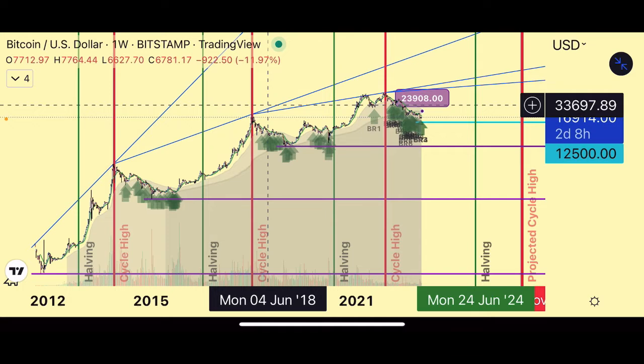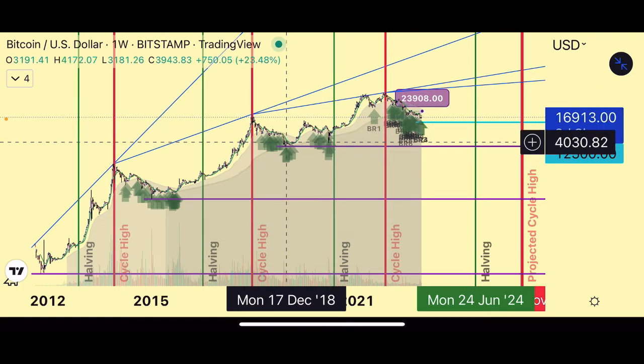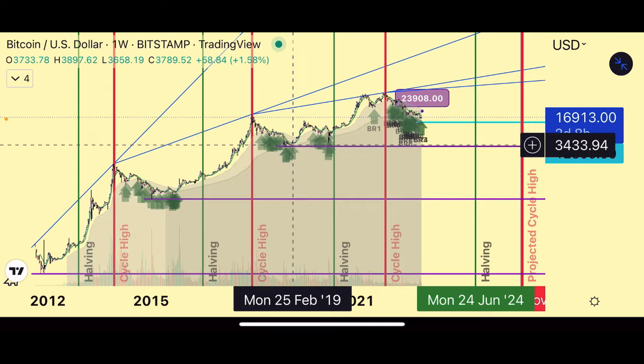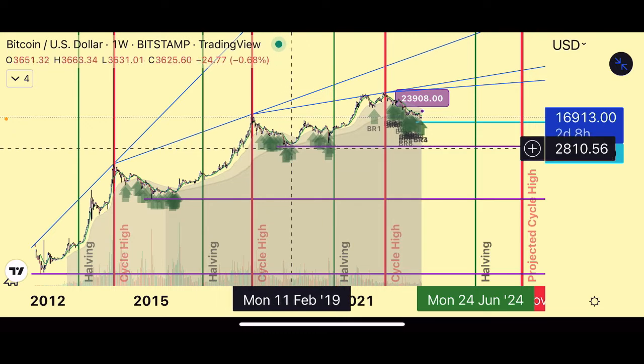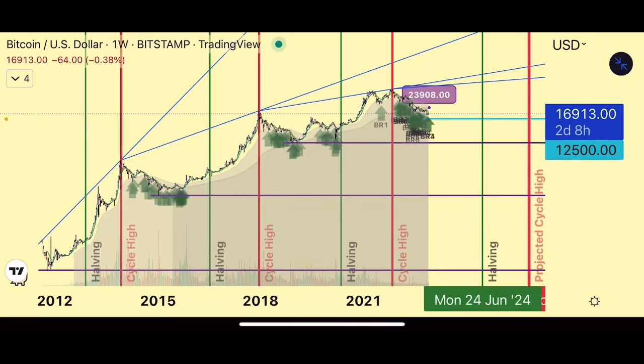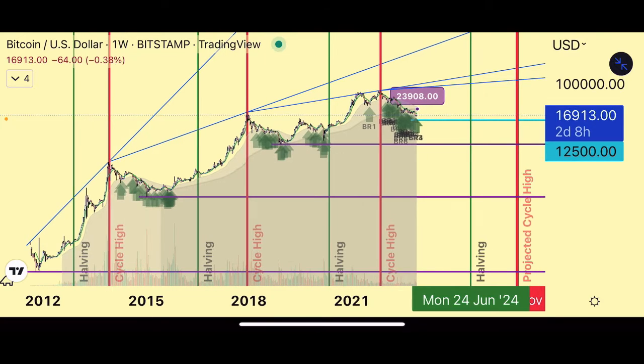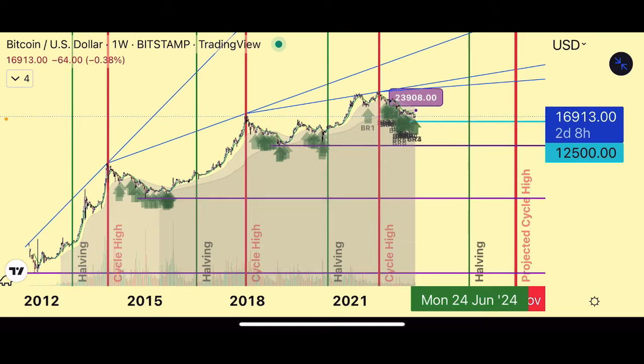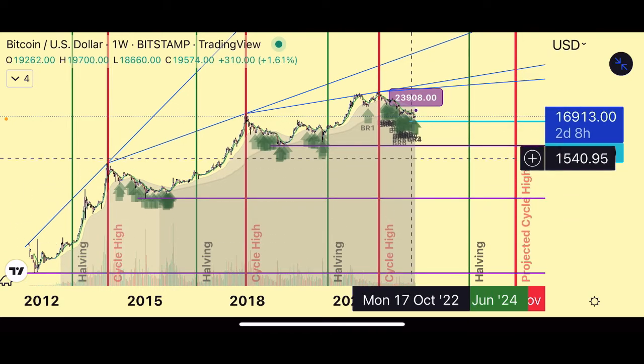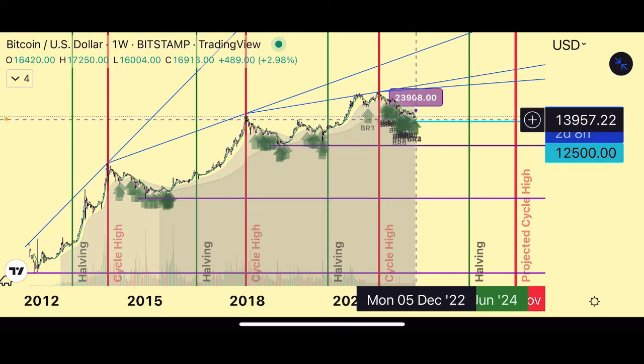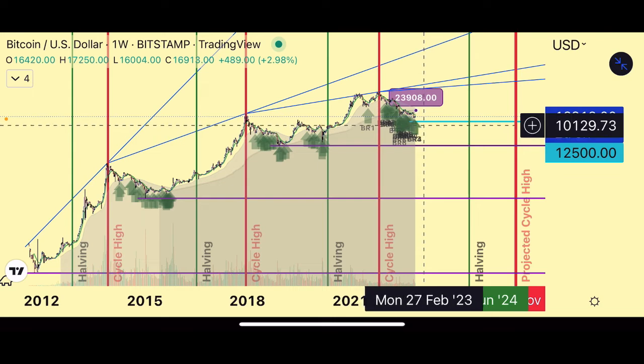So it's a flush out, and it occurs every cycle until you get to the point where there are no more sellers and you have the halving, and then from there we start our bull run again. So we're at that point now where you want to be putting money into Bitcoin. And that's my opinion.